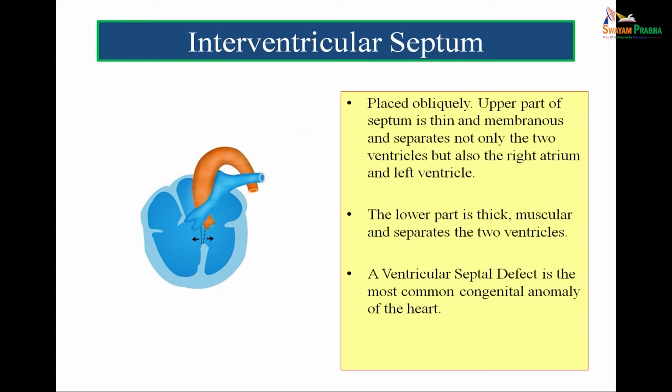Now, in case the upper part is deficient, that leads to a patent interventricular septum, what is referred to as the interventricular septal defect, or a defect in the interventricular septum. So, if the upper part of the interventricular septum is deficient, this is called ventricular septal defect, and this in fact is the most common congenital anomaly of the human heart.